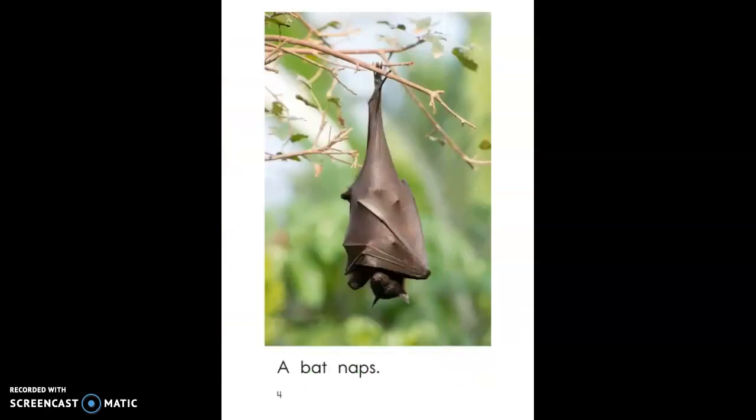Let's go to the next page. We're going to start on the left side of the page because we know good readers start reading from the left side. And we're going to make dots under each word as we read because that's where your finger should go. A bat naps. Great job, scholars. Before we keep going, who can tell me, what is the pattern again?